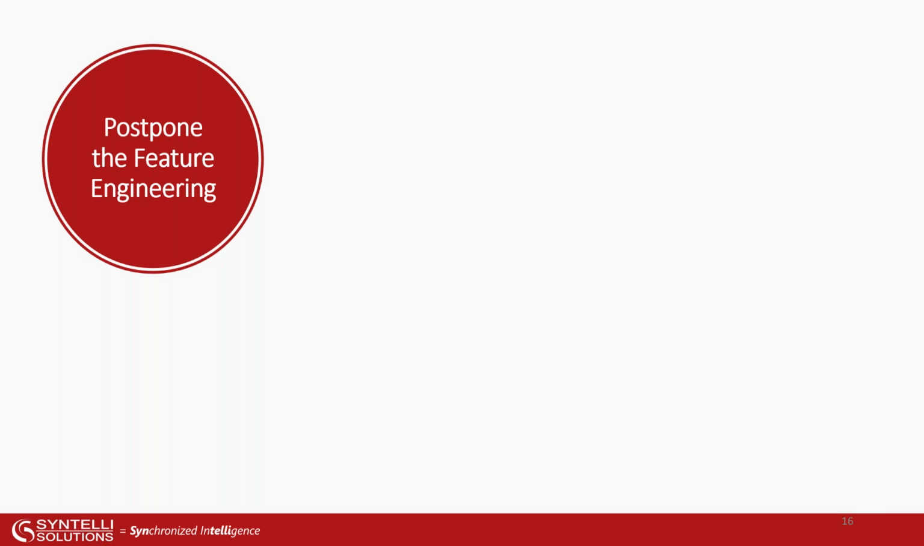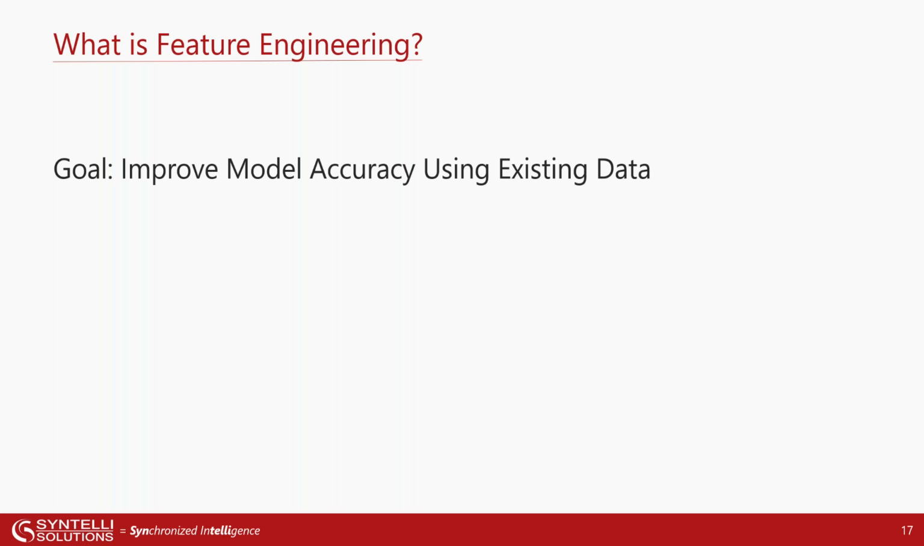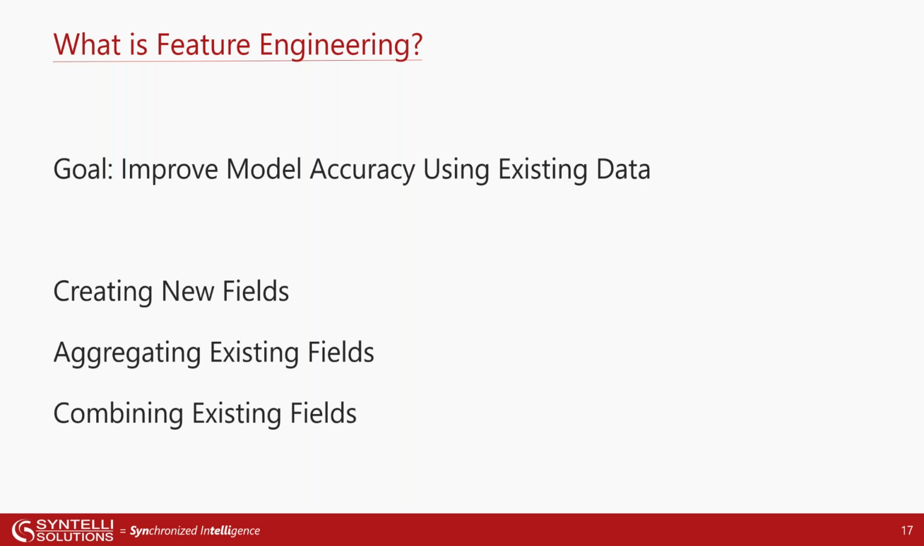So the next thing we're going to talk about is postponing feature engineering. Before we get into that, we do need to level set on what is feature engineering. Feature engineering is a very common part of a traditional data scientist job. In fact, it's probably the majority of it. So the goal of feature engineering is to improve model accuracy, and accuracy could be in quotes there because it could be precision or recall or any of those other metrics, but improving the model's performance using the data you already have. We're not introducing any new data. We need to make our model better simply by changing the data we have. So how can we do that? We can create new fields out of our data.